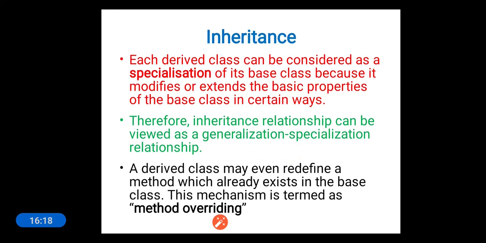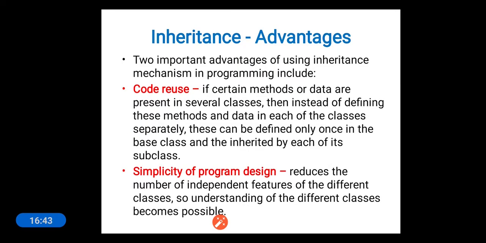A derived class may even redefine a method which already exists in the base class. So it not only modifies the properties of the base class, but it also has the right to modify already existing methods of the base class, and this mechanism is called method overriding. The advantages of inheritance are that it helps us have code reuse and simplicity of program design.